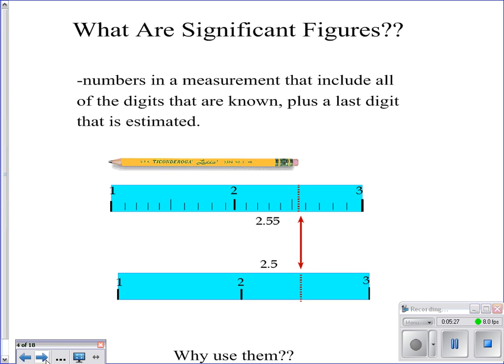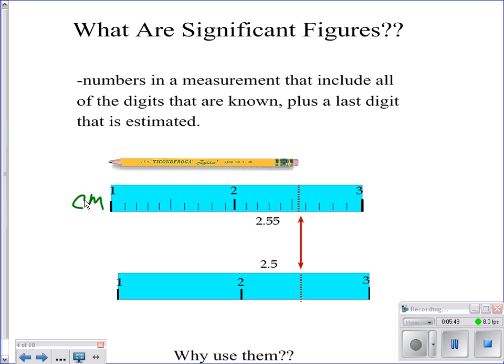Significant figures are the numbers in a measurement that include all of the digits that are known plus a last digit that is estimated. So for example, I've got this pencil here, and I want to measure the length of the pencil. Let's pretend this is centimeters. It's a really tiny pencil. So here I have this ruler that I'm using.